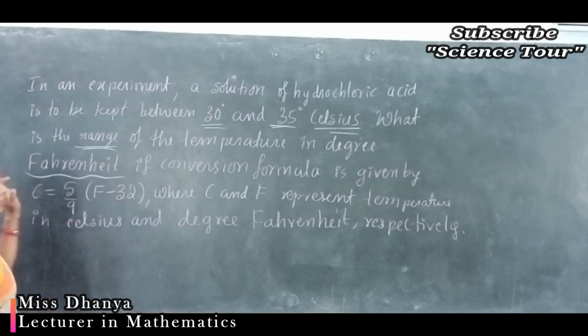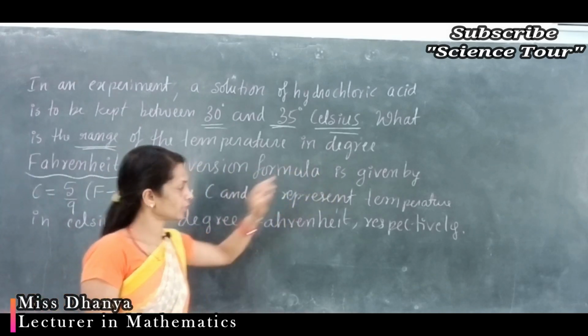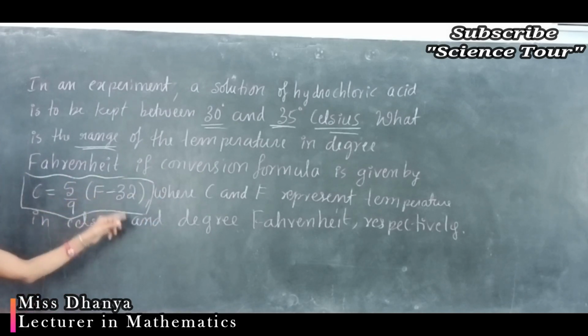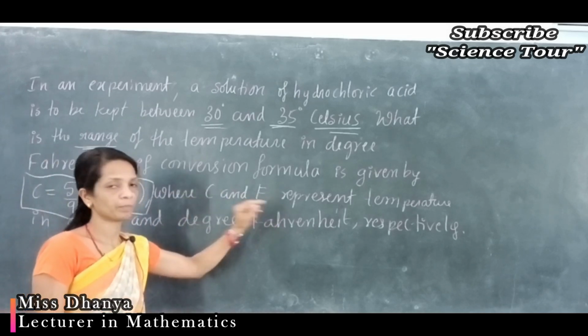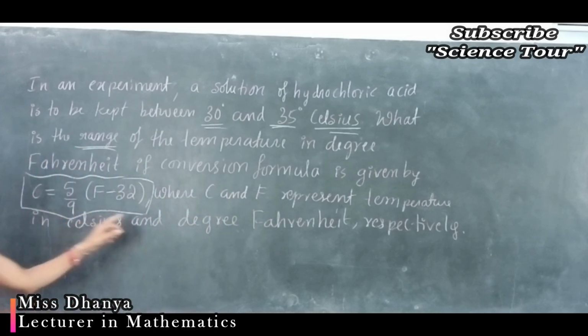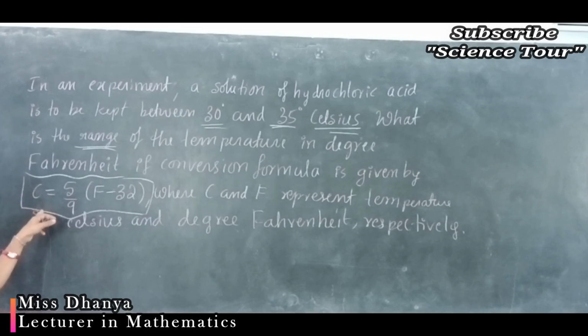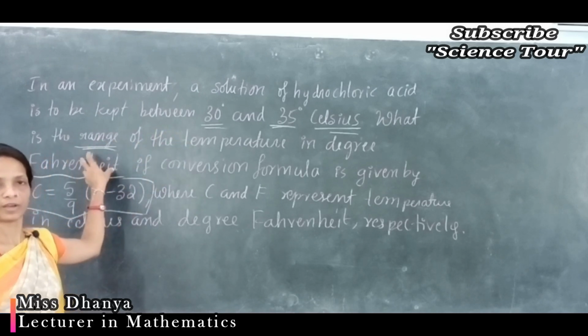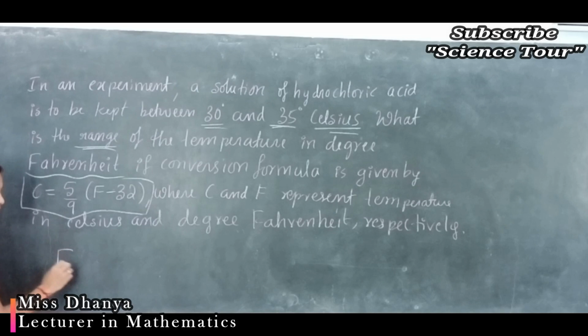Okay, in degrees Fahrenheit. The conversion formula is given by C = 5/9 (F - 32), where C and F represent temperature in Celsius and degrees Fahrenheit respectively. You have to find the range of the temperature in degrees Fahrenheit. That means you have to find F is less than how much and F is greater than how much. Now you are given one solution of what?